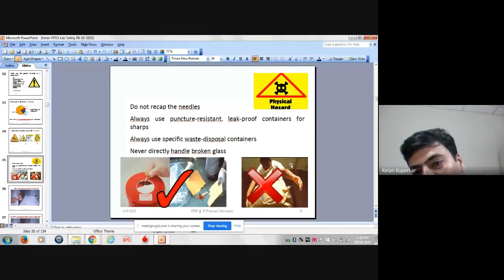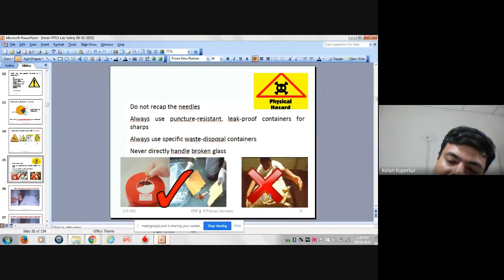You can see here in the second picture, which is striking out showing the cross mark, a needle is popping out. If he presses or holds this garbage bag manually, it is definitely going to pierce inside, and he doesn't even know what sort of chemicals were on its surface. So to avoid all this, you need to minimize physical hazards by following specific waste disposal containers. Never directly handle broken glasses.